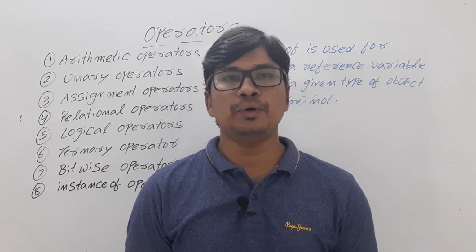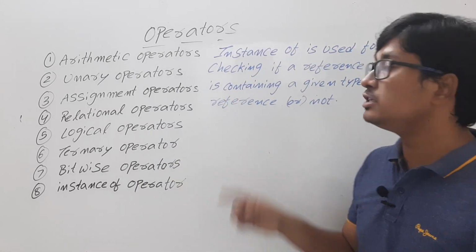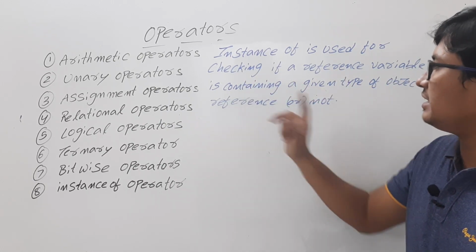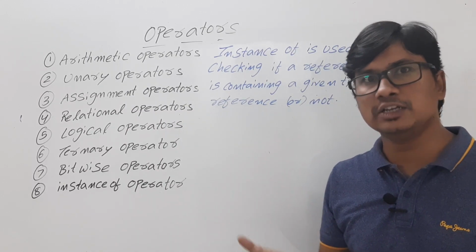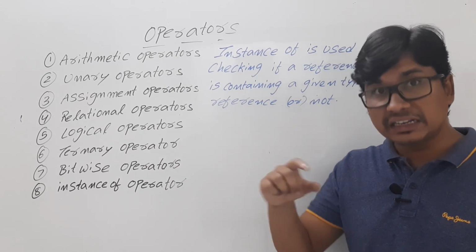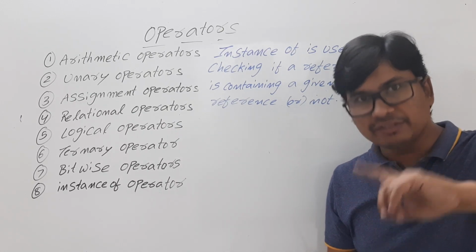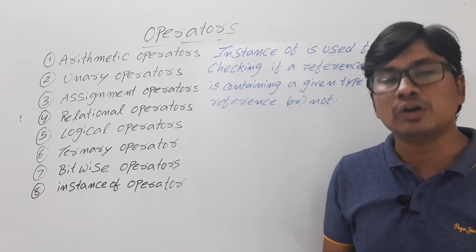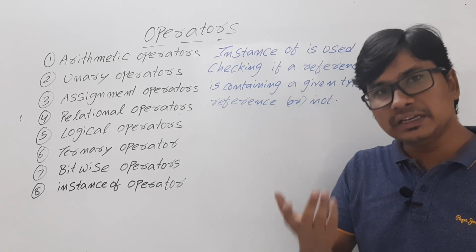Now let me discuss the instanceof operator in Java. The instanceof operator is used for checking if a reference variable is containing a given type of object reference or not. Is it clear? Suppose, let's take that for a class you have created an object. Is this an instance of that class or not? Means for the given class, whatever object you have created, is this object for this class or not? If you want to verify, then you can use instanceof. Similarly, let's take that.